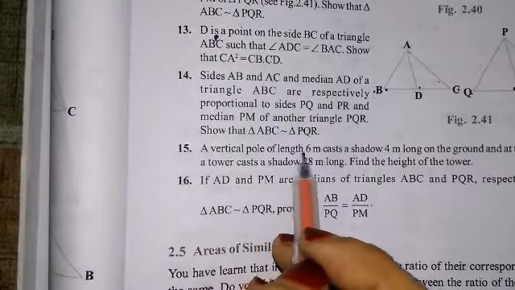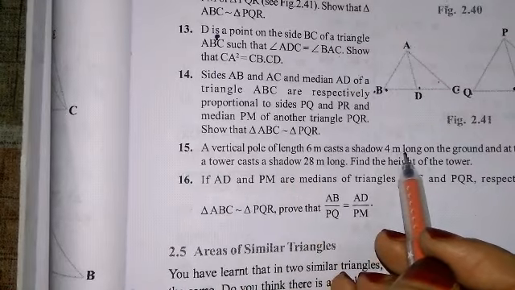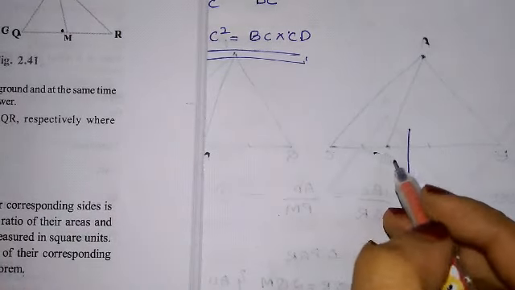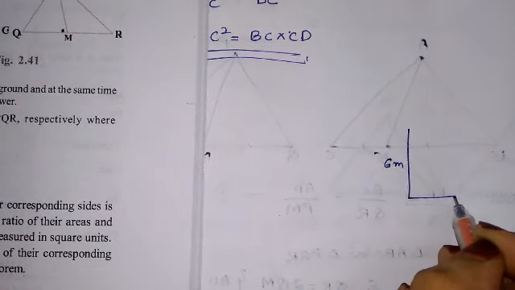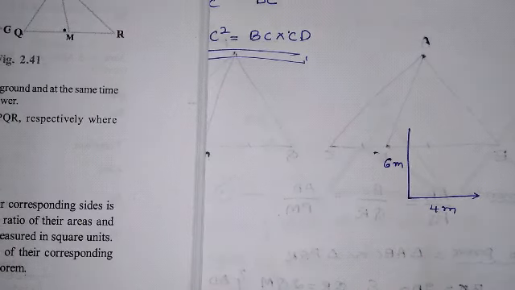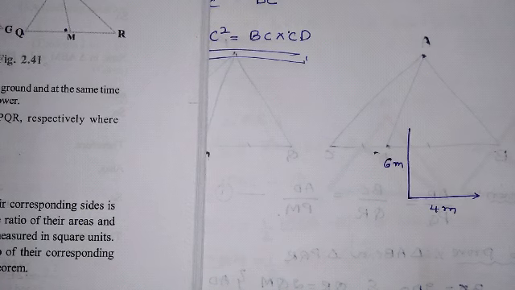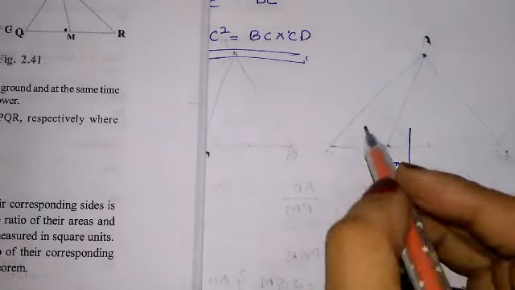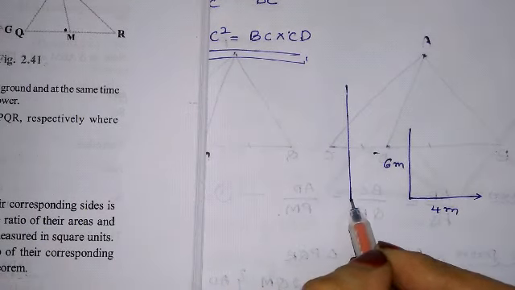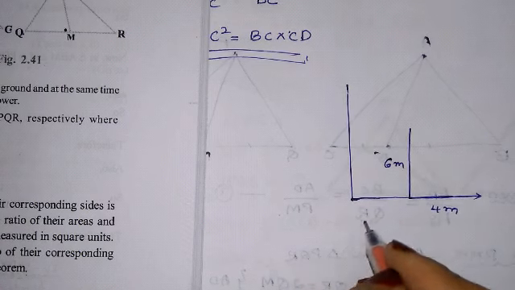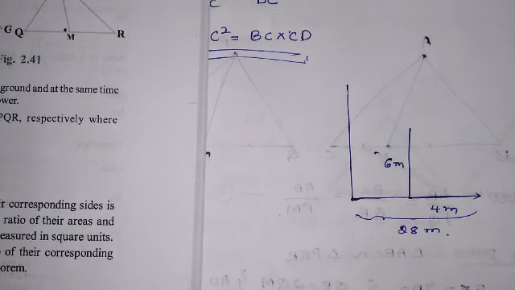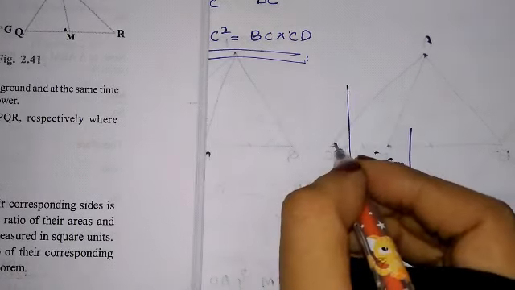A vertical pole of length 6 meter casts a shadow 4 meter long. As I read, I'll draw the figure here. A vertical pole of 6 meter casts its shadow 4 meter on the ground, and at the same time, a tower, which is bigger than the pole, casts its shadow, full shadow, given as 28 meter long. Find the height of the tower. This part we have to find.